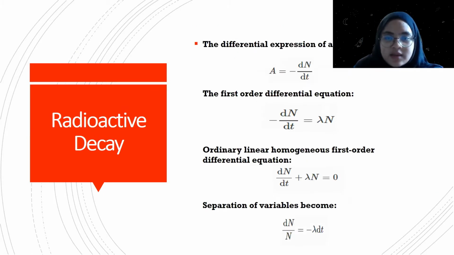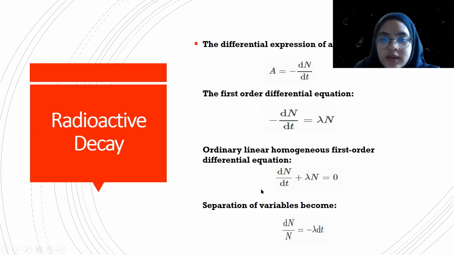Next, I am going to explain about the application of differential equation in radioactive decay. The activity A of a sample containing this isotope is defined as the number of atoms disintegrating per time unit, which is the rate of decay. The differential expression of activity A of the isotope is A equals negative dN over dt.